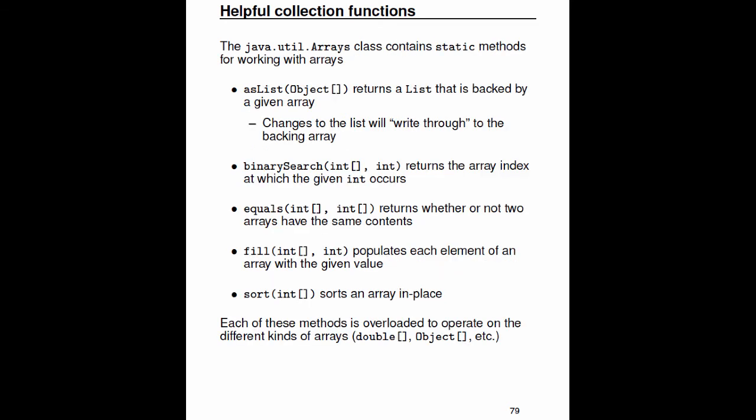There's also another helper class called java.util.Arrays that gives you all sorts of helper functions for dealing with arrays. So if you want to take an array and turn it into a list, you can use asList. If you want to perform a binary search or determine whether or not two arrays are equal, you can do that too. If you want to populate an entire array with a given value, you can do that with the fill method, and you can also sort an array in place. The examples I list here are all ints, but they are overloaded to operate on any different kind of object, all kinds of arrays, doubles, objects, etc.